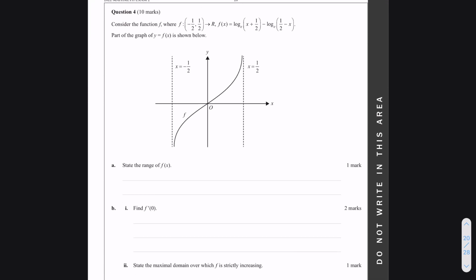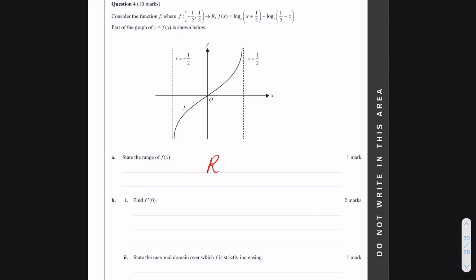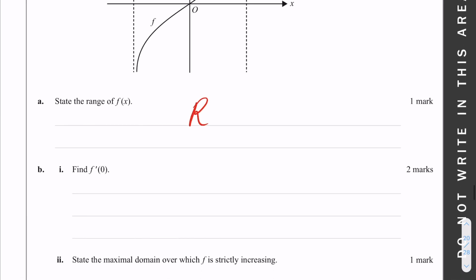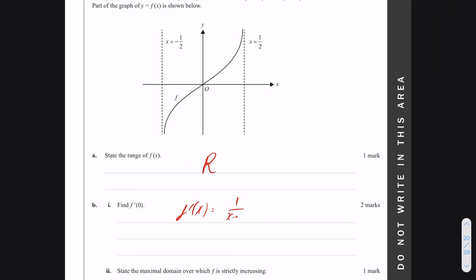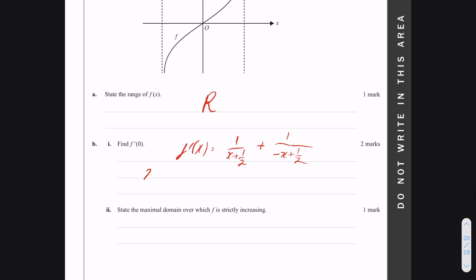The range of f of x, well, that's just f dash of 0. Okay, well, f dash of x is 1 over x plus 1/2, minus, so plus 1 over negative x plus 1/2. And f dash of 0 is 1 over 1/2, so 2, plus 1 over 1/2, which is 2. So 2 plus 2 is 4.